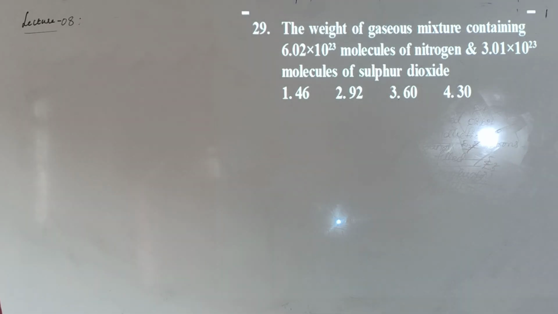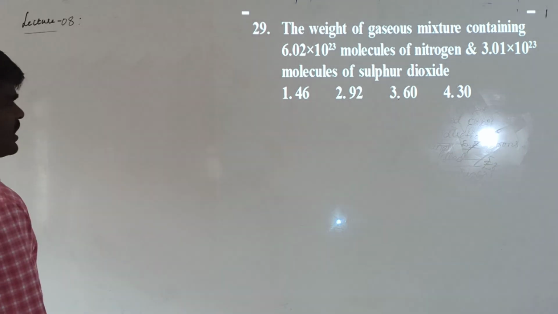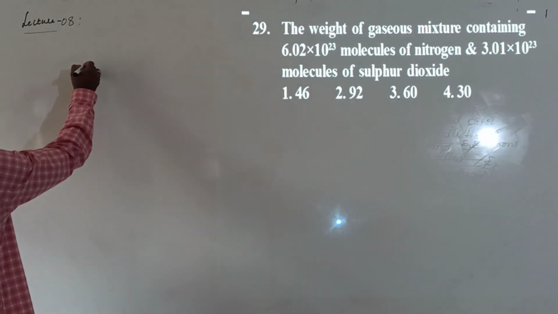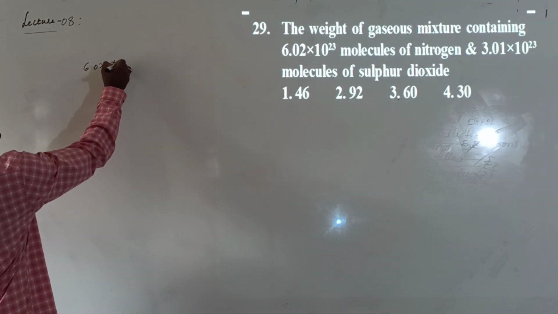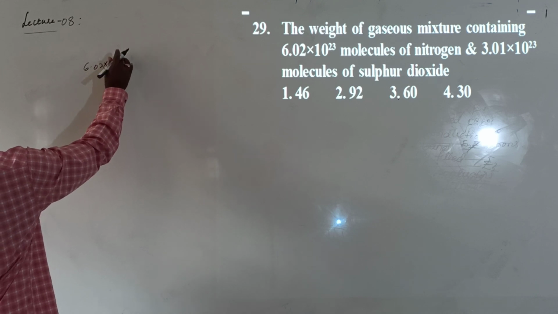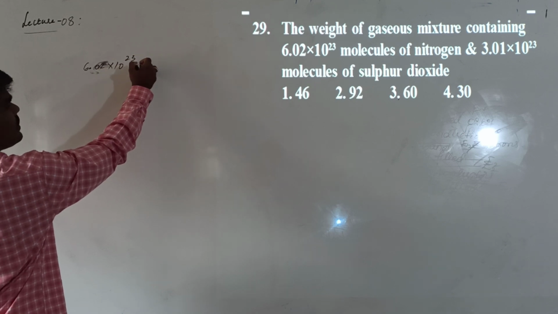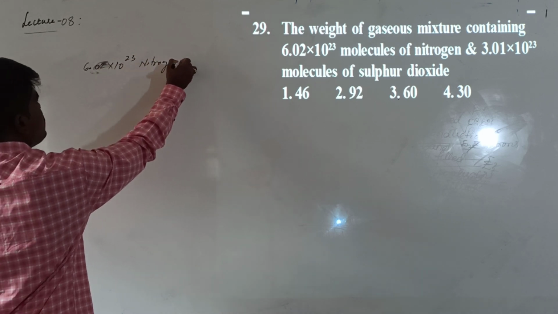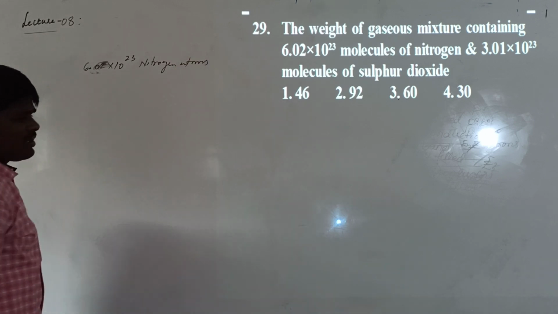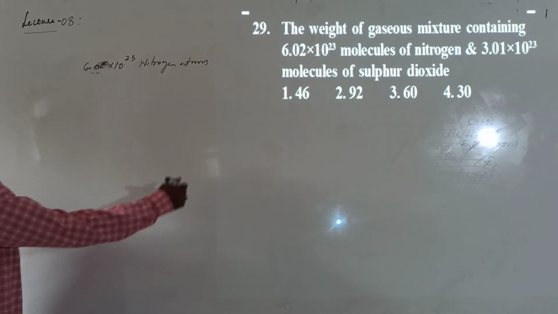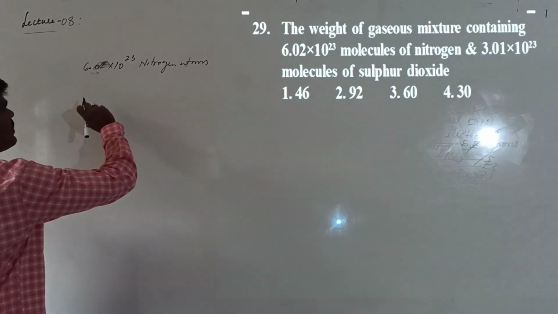The weight of a gaseous mixture containing 6.02 into 10 power 23 molecules of nitrogen and 3.01 into 10 power 23 molecules of sulfur dioxide. He is asking the weight of a gaseous mixture. 6.02 into 10 power 23 nitrogen molecules is nothing but 1 mole of nitrogen.